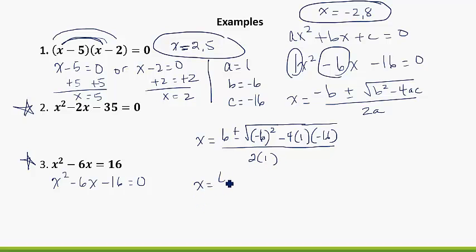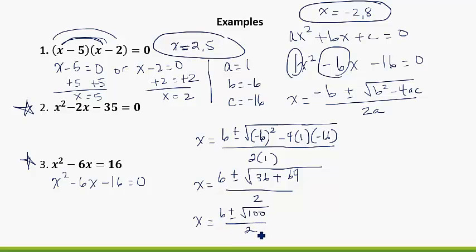Okay, so let me clean this up a little bit. I get 6 plus or minus the square root of negative 6 squared, which is 36, minus 4 times 1 times negative 16, which is plus 64. And all of this is over 2. Keep going. You can see where this is going. Plus or minus the square root of 100 over 2. And now that's going to be 6 plus 10 over 2, or 6 minus 10 over 2.